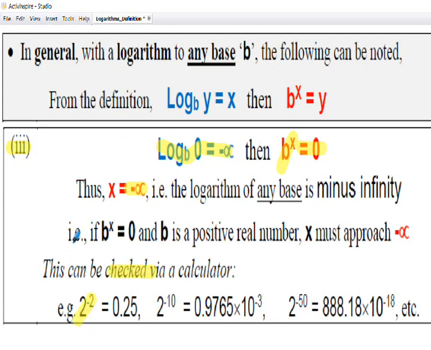For example, 2 to the power of minus 2 will give you 0.25. 2 to the power of minus 10 will give you 0.9765 times 10 to the minus 3. 2 to the minus 50 would give you 888.18 times 10 to the power of minus 18. And you can see that we're tending towards 0 the bigger the negative index is. So 2 to the minus 10,000 would be an incredibly small number. It will be tending to 0. So our x value, our logarithm, is tending to negative infinity.